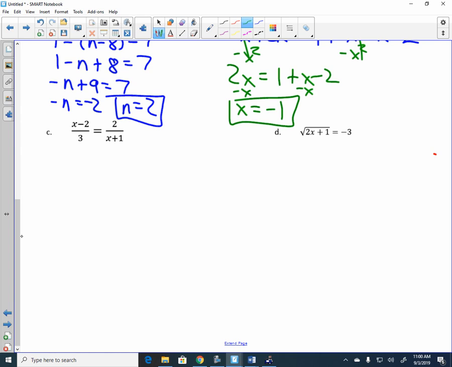What about letter C? Yeah, if you simply just, that would be the common denominator. But if you have a fraction equal to a fraction, just go across multiply. Subtract the 6. 0 is equal to x squared minus x minus 8. Is that factorable? Oh boy, what do we do?